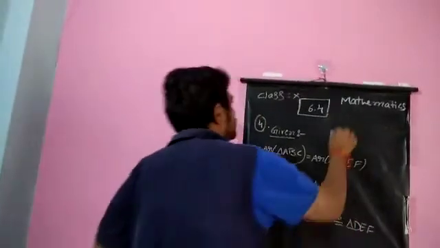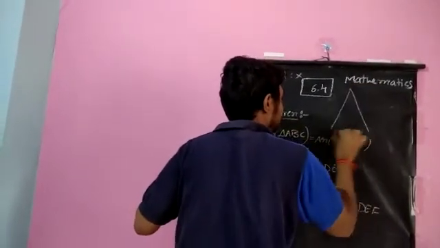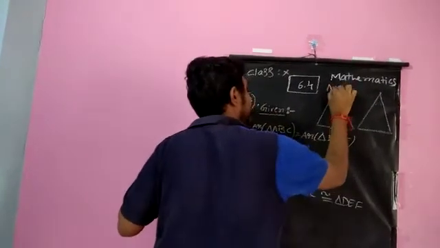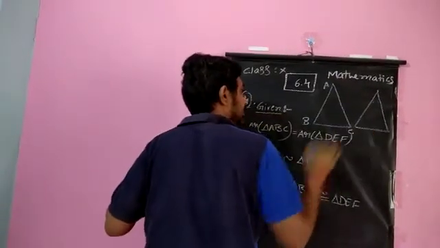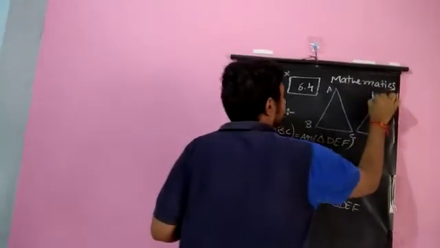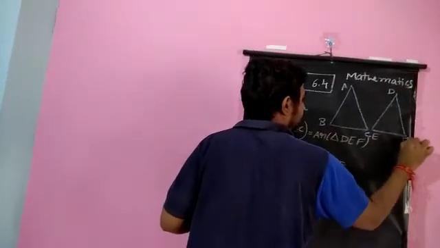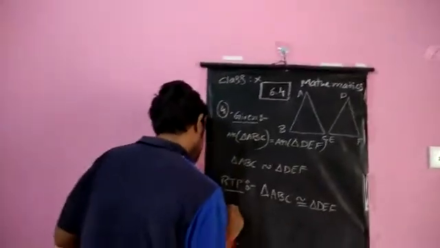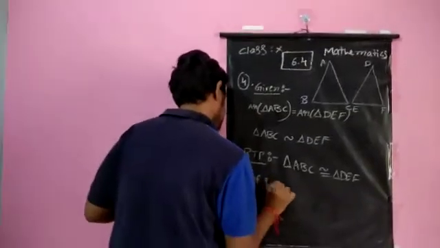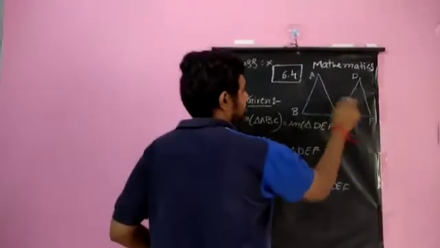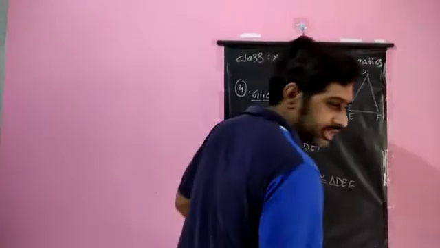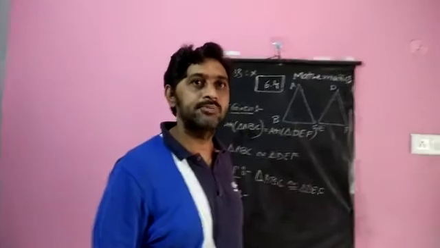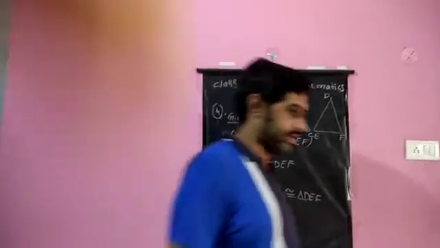In order to prove that, first represent it in a figure. It is not necessary to draw the figure for this question, but so that we understand it better, I am drawing triangle ABC, and the other one as triangle DEF. These are the two triangles which are similar and their areas are equal. If the two triangles are similar, what happens? Corresponding sides are proportional and their corresponding angles are equal.